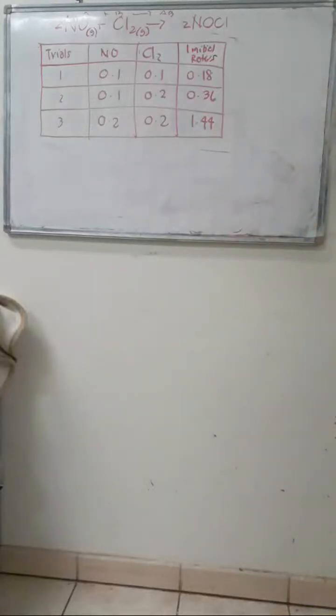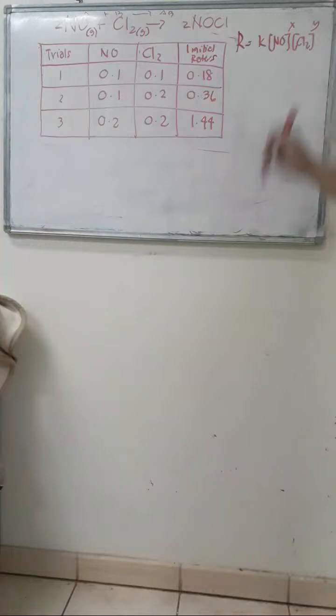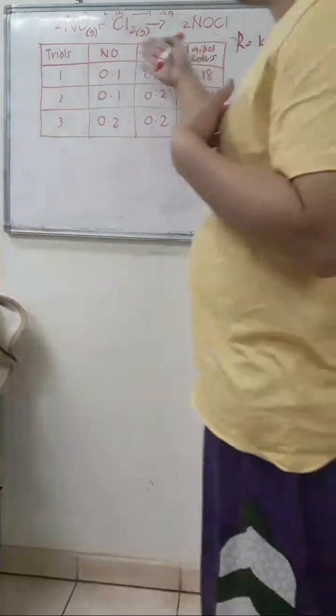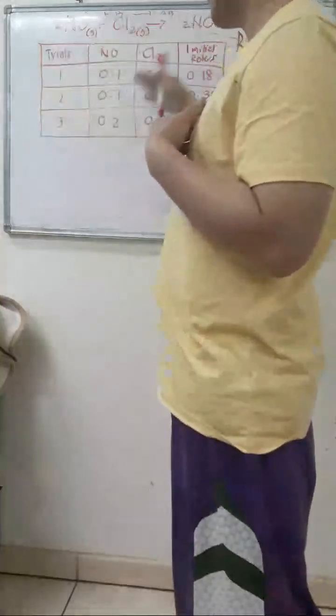In this case, we need to say rate law is equal to k times the concentration of NO to the X times the concentration of chlorine gas to the Y. So there are unknowns in the exponents X and Y. It looks very complicated, right? Because the exponents are X and Y, but don't be bothered by that. The first technique is you need to determine what's being changed or not in your trials.